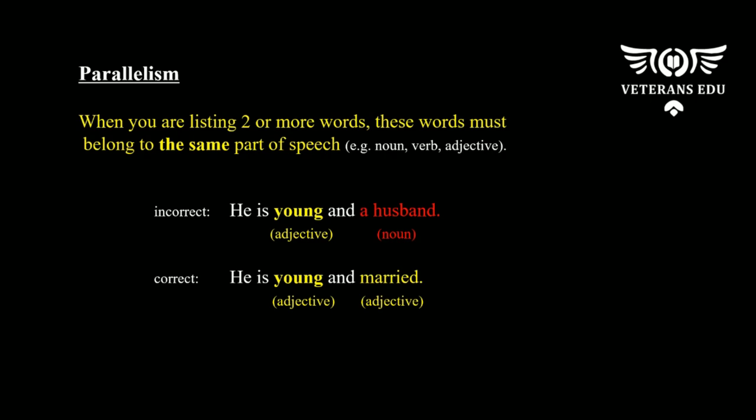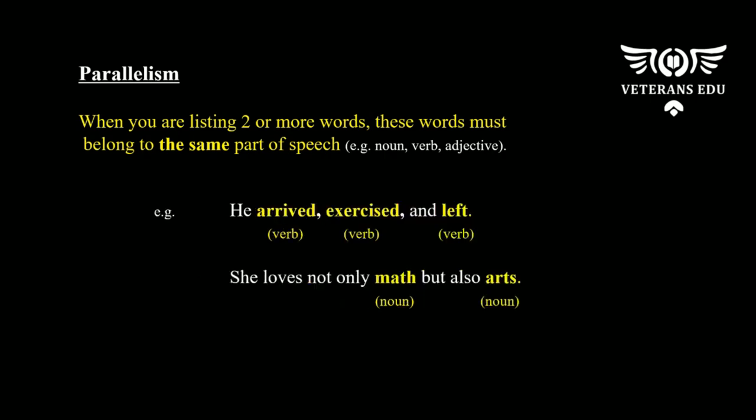Let's take a look at some other examples. He arrived, exercised, and left. The sentence is perfectly fine and in parallel structure because I'm using a list of verbs. She loves not only math, but also art. Again, the sentence is in parallel structure because I'm utilizing two nouns in the list.